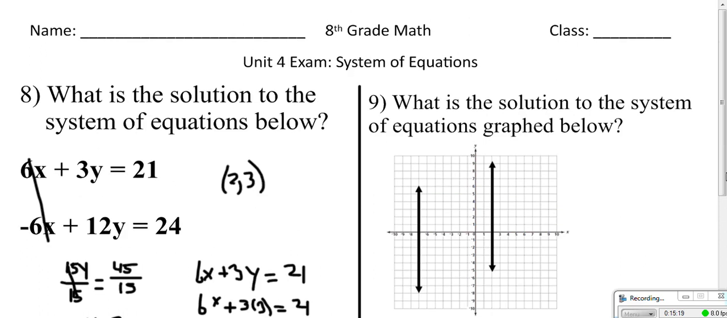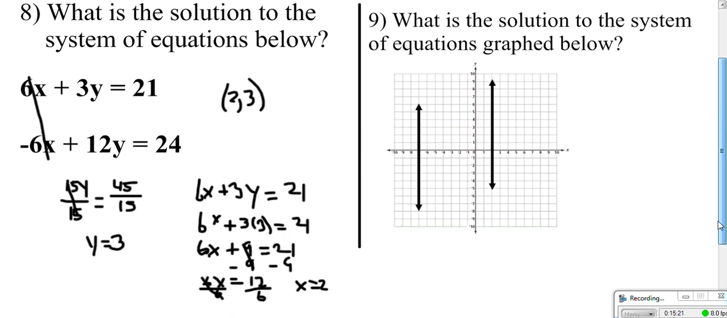What's the solution to the system of equations graphed below? There is no solution. No solution. The lines are parallel. They never meet. So there is no solution.